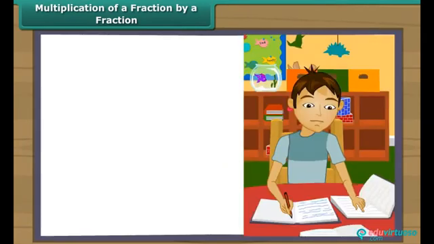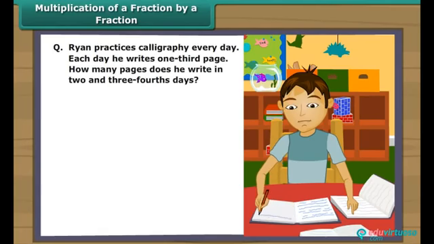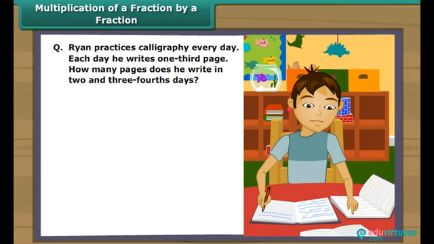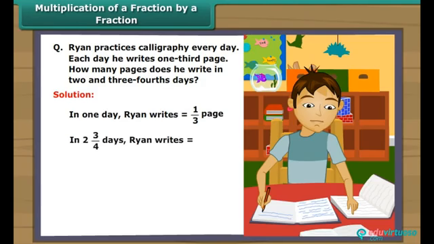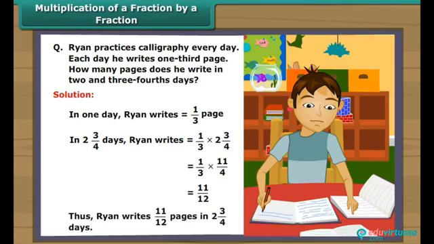Multiplication of a fraction by a fraction. Ryan practices calligraphy every day. Each day he writes 1/3 page. How many pages does he write in 2 3/4 days? The part of page written by Ryan in one day is equal to 1/3. So the part of page written by Ryan in 2 3/4 days is equal to 1/3 multiplied by 2 3/4. This is equal to 1/3 multiplied by 11/4, which is 11/12. Thus Ryan writes 11/12 pages in 2 3/4 days.